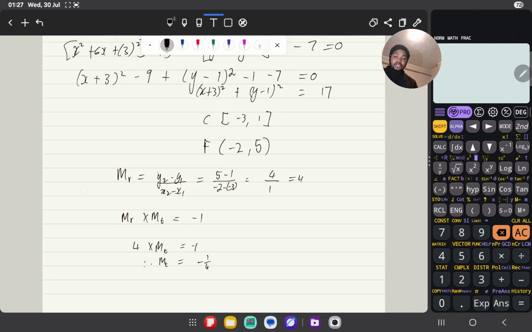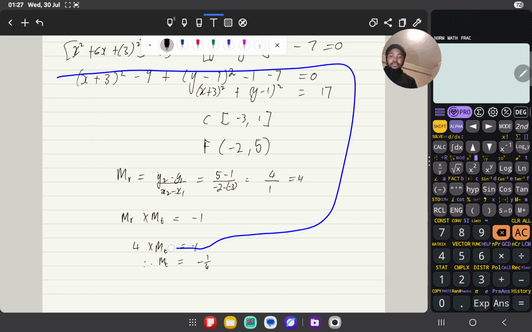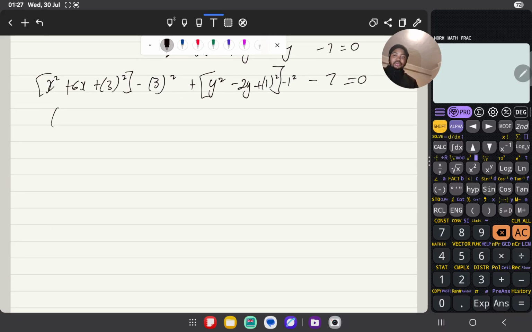Now I'll remove all this. Now I will remind you of something very important. Remember, you have the formula for the equation of a straight line, which is y minus y1 equals m, which is the gradient, into x minus x1. Right, so that is the formula of a straight line.